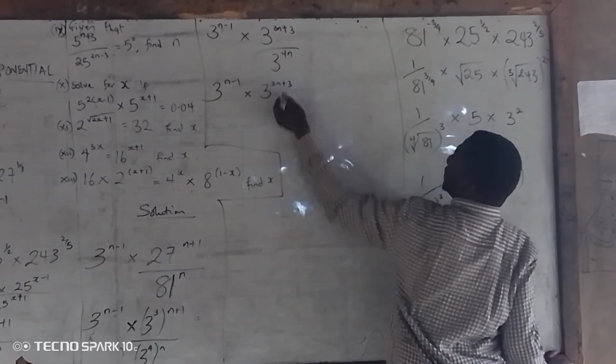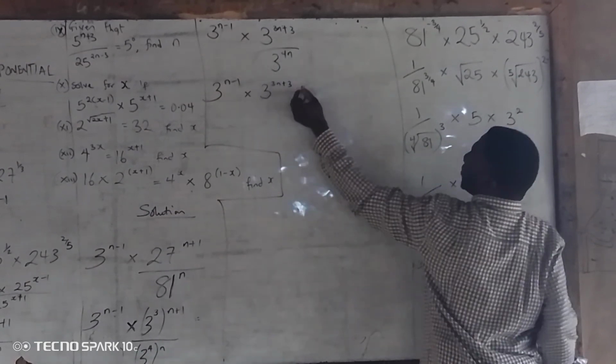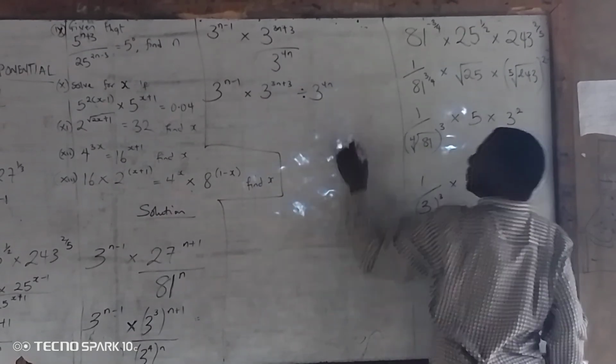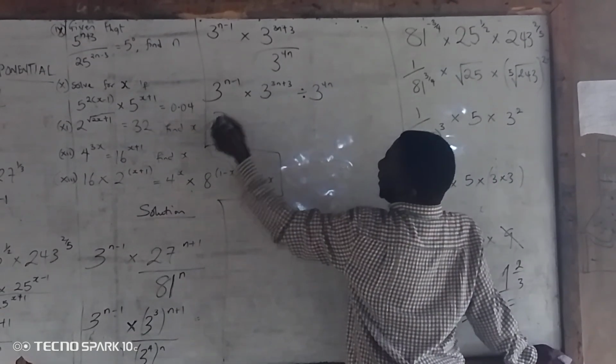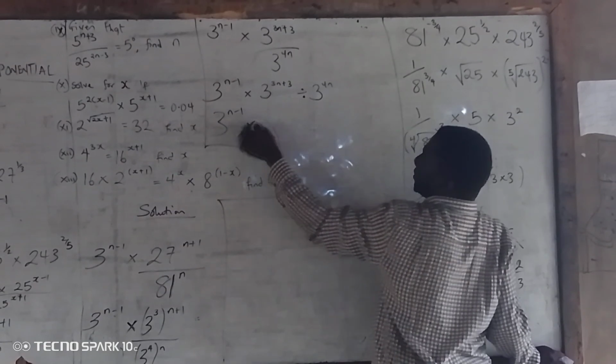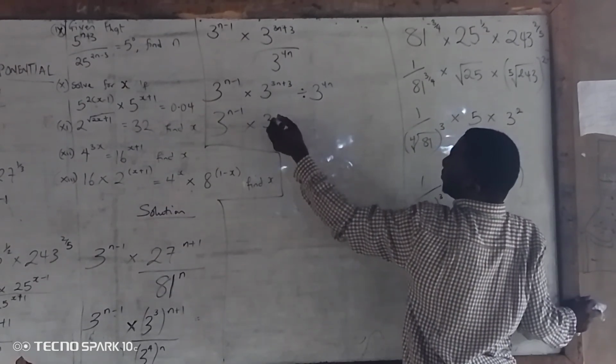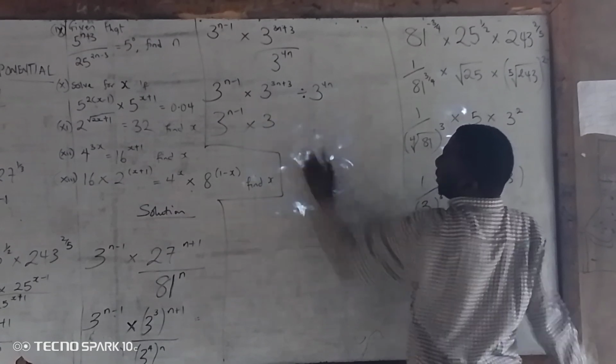So this is 3^(n-1) times 3 raised to the power 3n plus 3. This division over is division, 3 raised to the power 4n. So 3^(n-1) times 3. Okay, let me take it gradually.